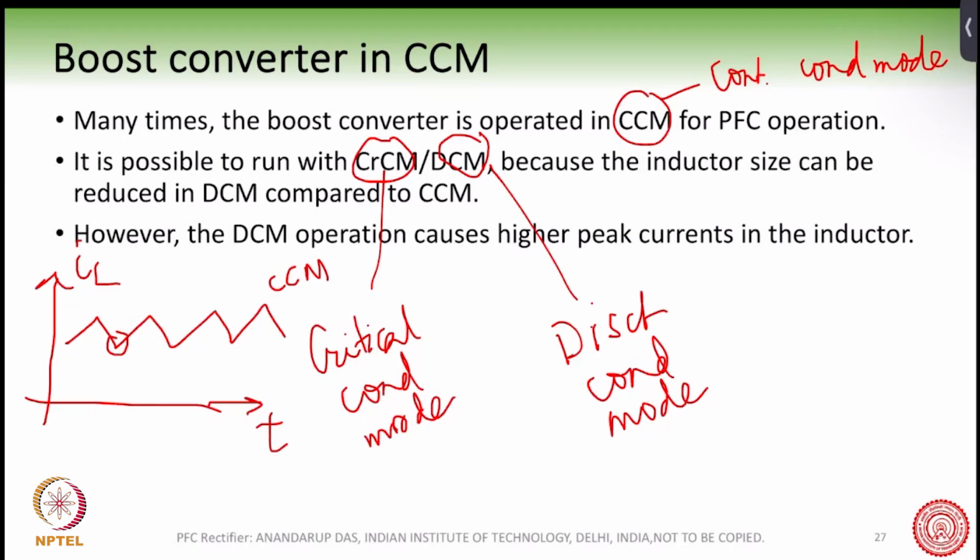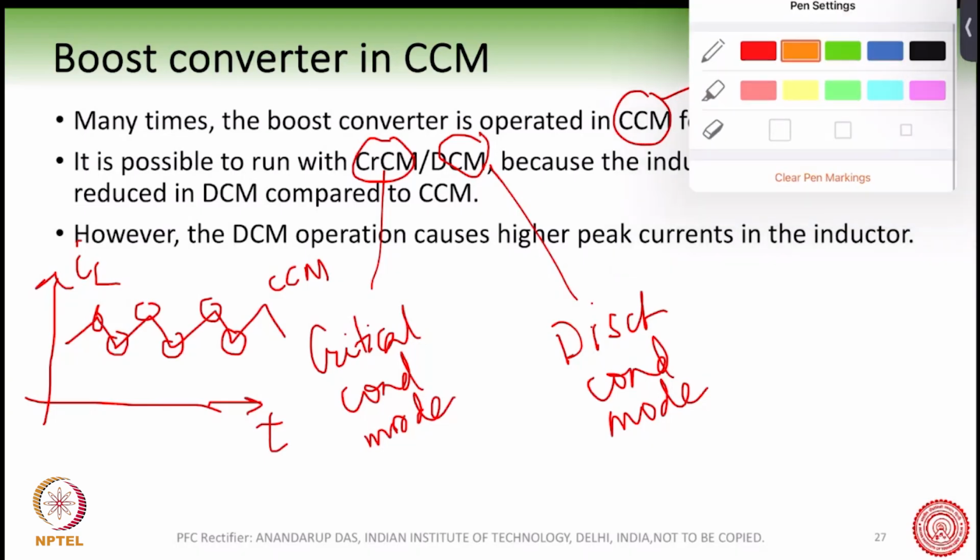In CCM, as you can see from the curve, the current is not going to zero, which means we have some stored energy in the inductor. The stored energy is fluctuating, because the current is increasing and decreasing, but the stored energy in the inductor is never touching zero. So it always has some buffered energy. This is what is known as CCM.